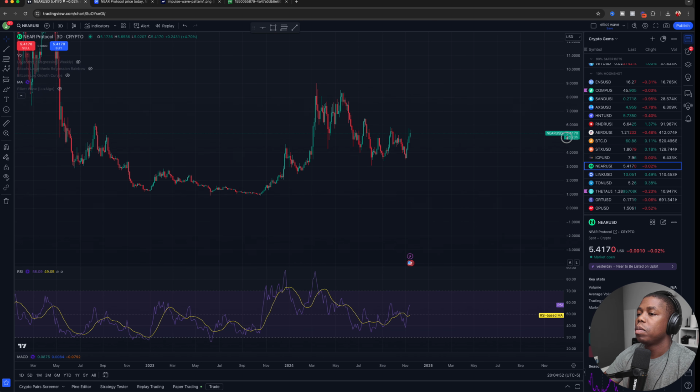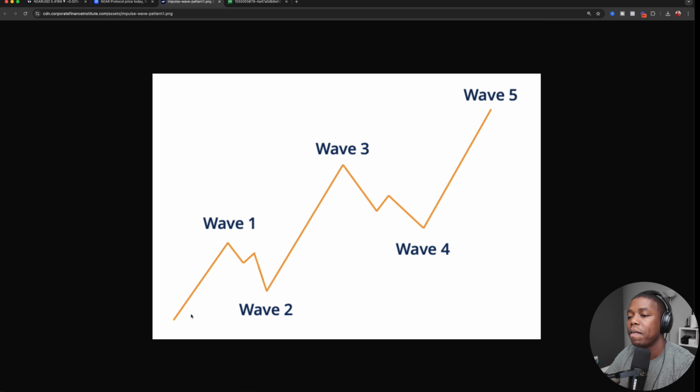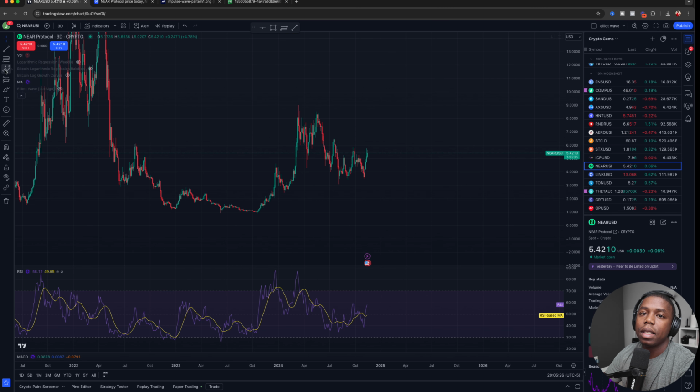Now, when it comes to Elliott wave, what we typically have is a 5-wave pattern when we make upward moves. This is another 5-wave pattern, but to the upside, to the bullish direction. It can go for the bearish direction, but in this case, we're talking about bullish impulse waves. So wave 1, 2, 3, 4, and then 5, where waves 1, 3, and 5 are all impulse waves, and then wave 2 and 4 are what are called corrective waves. And so I think right here is the start of a 5-wave pattern.